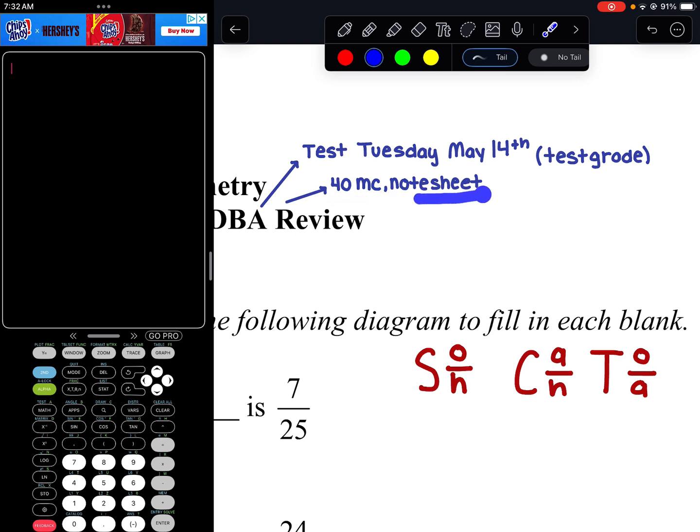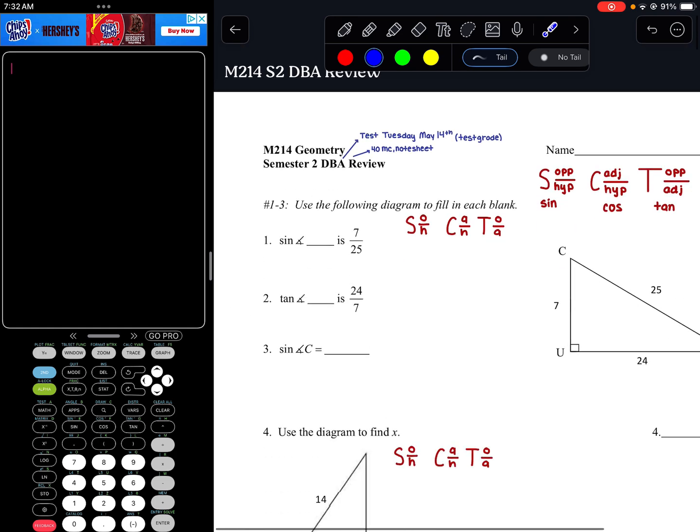You will also be able to make your own note sheet. Not a note card, you will get an entire piece of paper. You can fill out the front and the back if you so choose to. And whatever you add to your note sheet, you may use on the test. So let's work through the review together.